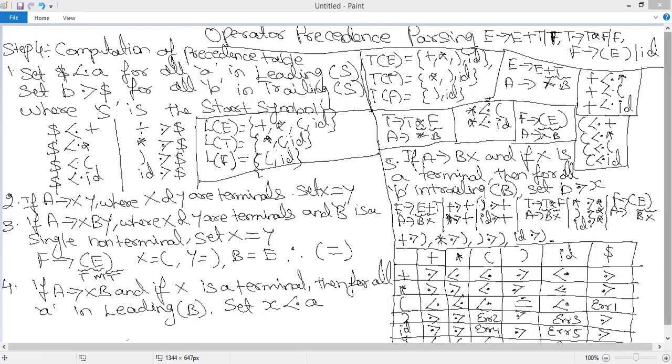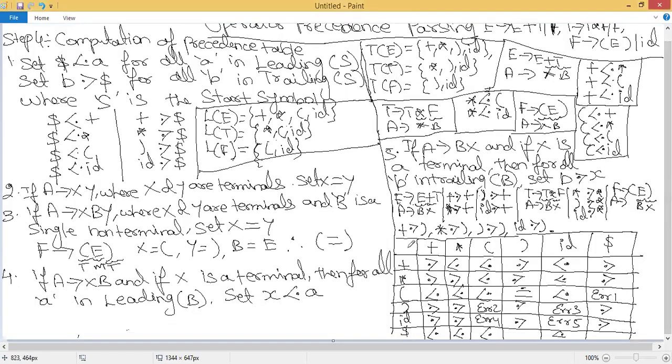With the help of these things, we can draw the precedence relation table like this. Mention all the terminals in the row format as well as in the column format: plus, star, open parenthesis, close parenthesis, ID, dollar. So now, first thing we have identified: dollar less than plus. Mention it as dollar less than plus, dollar less than star, dollar less than open parenthesis, dollar less than ID. Like that, all the relationships we have identified should be mentioned in the entire precedence table.